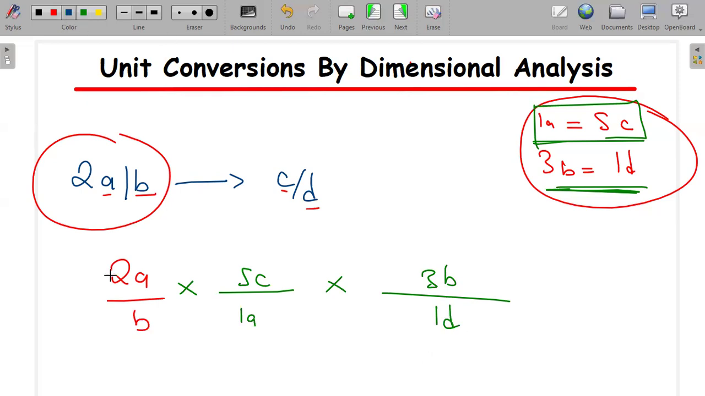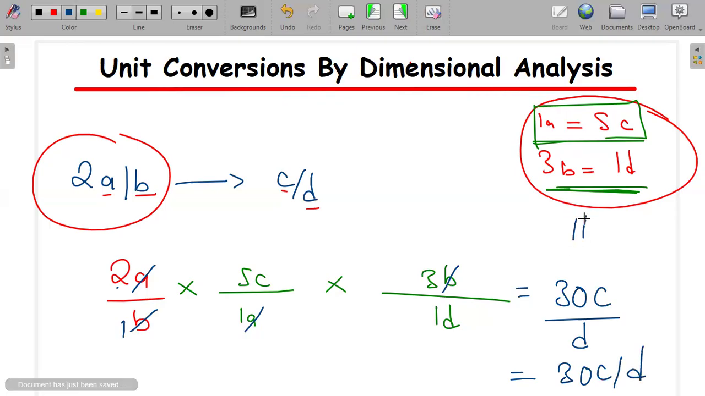So we can cancel out the units that we don't want. So a cancels out with a, b cancels out with b. So I only remain with 2 multiplied by 5c multiplied by 3. So 2 multiplied by 5c, that's 10c. 10c multiplied by 3, that would be 30c. Divided by, down here, since this one has been cancelled, I just remain with 1. Here I've cancelled the a, I just remain with 1. And then here there's just 1d. So it means this is just d.